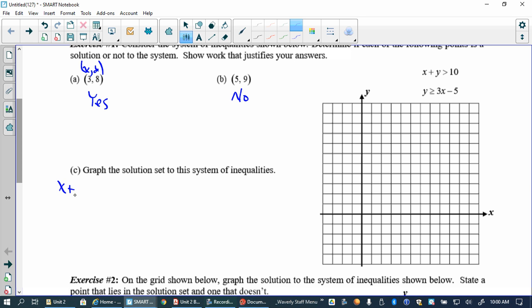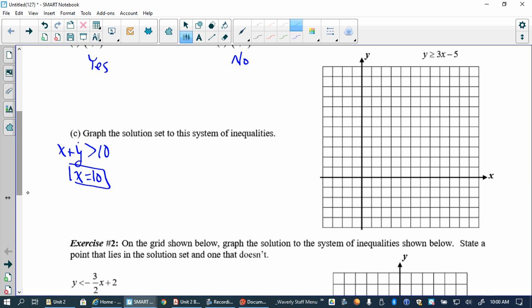Were you here yesterday? Where do you find the x-intercept? Where y is what? 0. So this one's easy. What's the x-intercept? And what's the y-intercept? Put a 0 in for x. I don't know how you get the equal on the greater than, but I'm just finding the intercepts. I'm finding 2 points so I can draw my line.